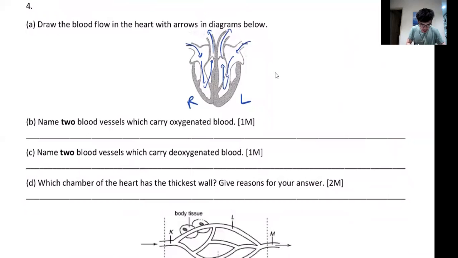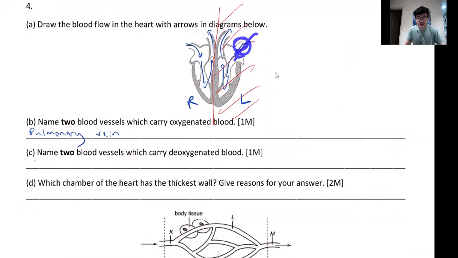Okay, so next B, name 2 blood vessels which carry oxygenated blood. So where is your oxygenated blood? Remember, all oxygenated blood is on the left side. So who is on the left side? This and this. That would be your pulmonary vein, which is this one.